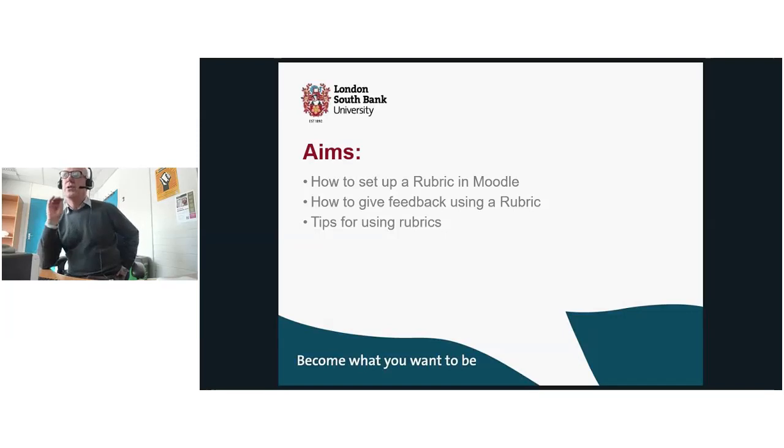All right, so let's get started properly. The aim of this session is really focusing on the use of rubrics. This is a fairly complicated topic, especially because there are two types of rubric in Moodle. I'll refer to them as the Moodle rubric and the Turnitin rubric, and they're quite different. They do the same thing, but they're very different to set up. So we'll have a look at those briefly. Then we'll look at how to give feedback to the students using a rubric, and some general tips on using rubrics.